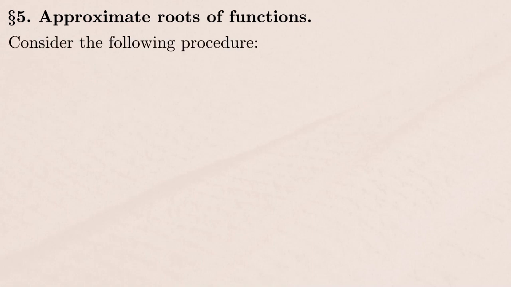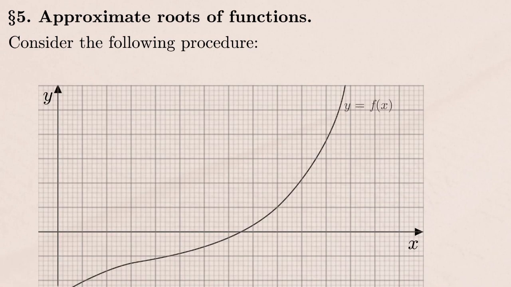Section 5. Approximate roots of functions. Let's go back to an analogy with real functions. Consider the following procedure. We'll start with this curve, y equals f of x. At this point, the curve is above the x-axis, and at this point, the curve is below the x-axis. So, there must be a root somewhere in between these 2 points. I'm going to just focus on that point on the right, and I'll call it r0. It's not a root of our function, but it is close to a root. It's approximately a root.